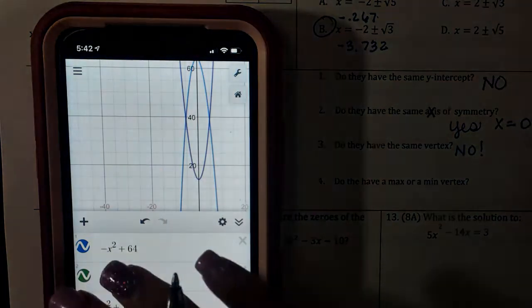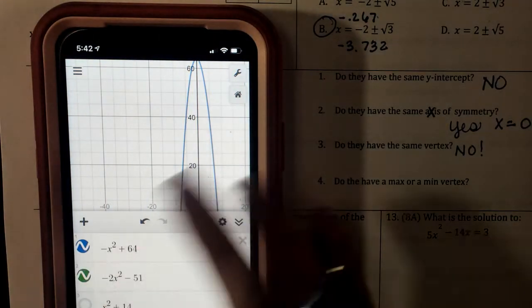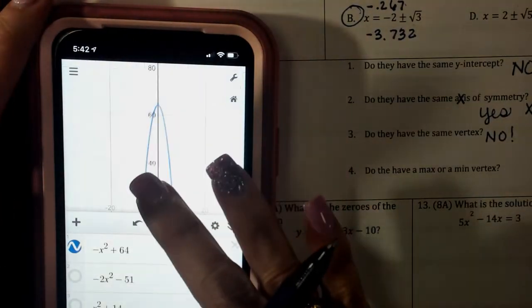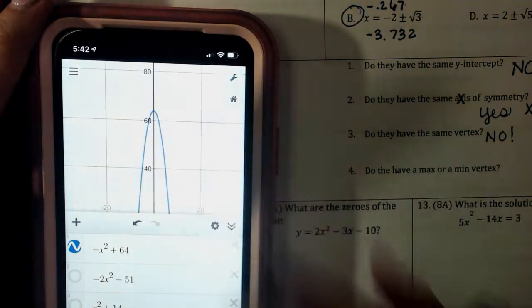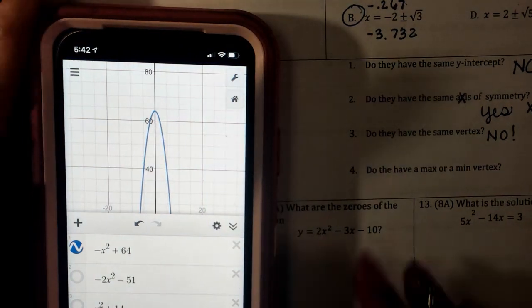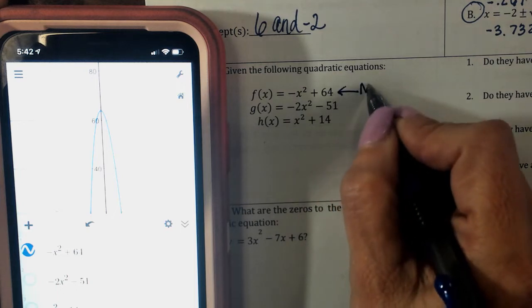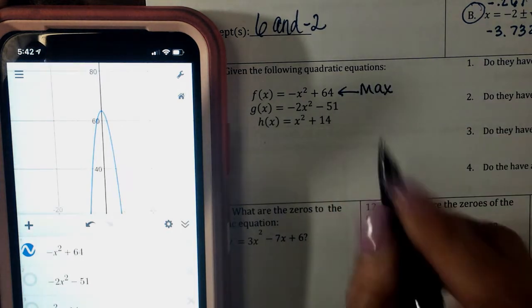Do they have a max or minimum vertex? Okay, let's do this. I'm going to touch these and turn those off. Let's look at the first one. Negative x squared. Oh, sorry, I was moving my phone instead of that. Would that be a maximum or a minimum vertex? That would be a maximum, right? Because it's the tallest. So on this one, I'm going to say maximum vertex.